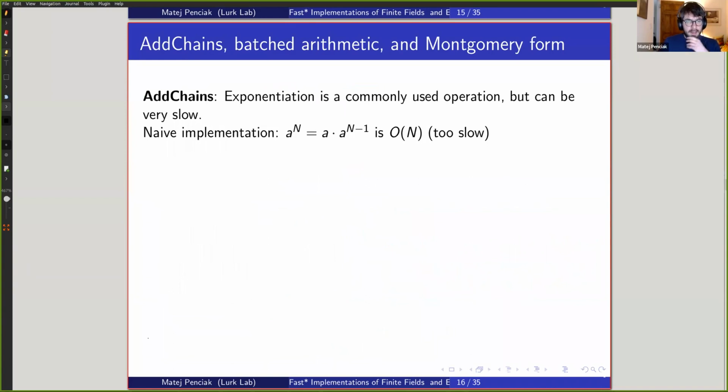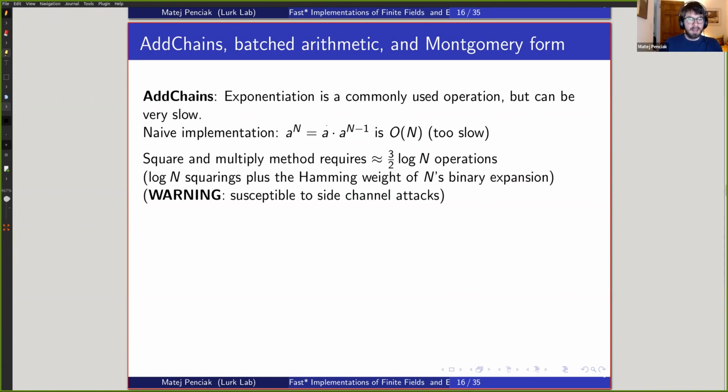So exponentiation is a very commonly performed operation on finite fields. The naive implementation of defining a to the n as a times a to the n minus 1 is obviously too slow when you're going to be taking things to like 2 to the 256 type powers. So what you replace that with instead, in a very naive sense, is the square and multiply method.